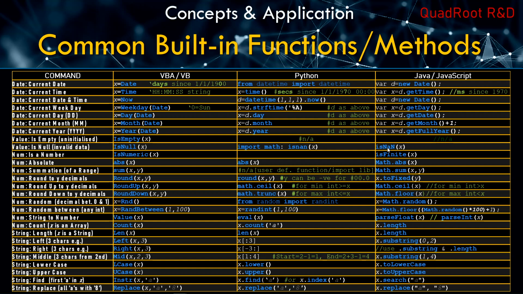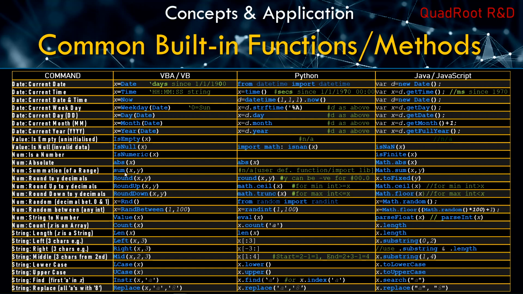It's similar in Java, isNaN with a capital N. You can also check if it's numeric using isNumeric in VBA, but there's no equivalent in Python that I found, and isFinite in Java. Now coming to other numerical functions, you can get the absolute value of a variable. If a variable is negative, you can get the positive value out of that using ABS. Same in Python, and in Java when you call the Math library using Math with the capital M dot abs.